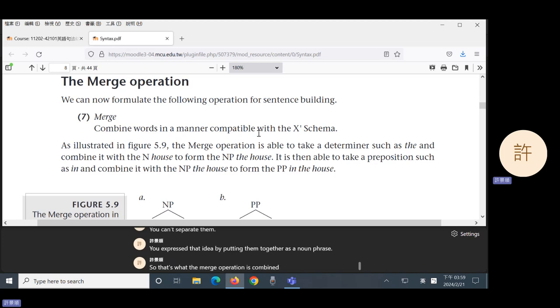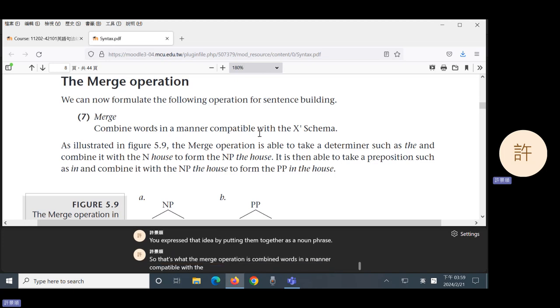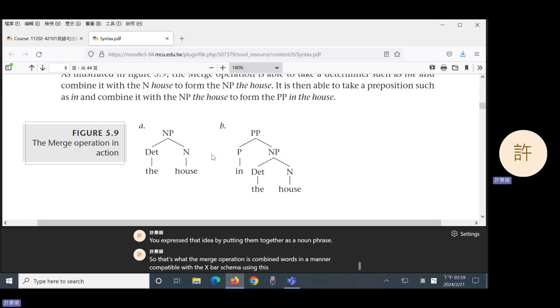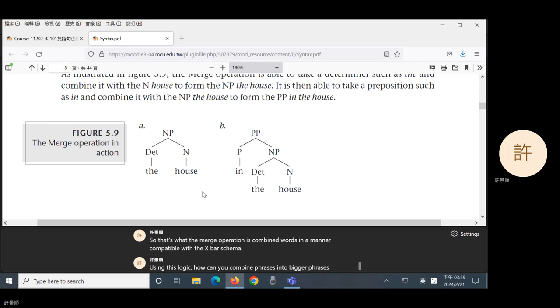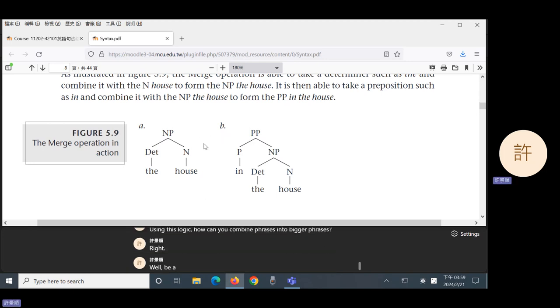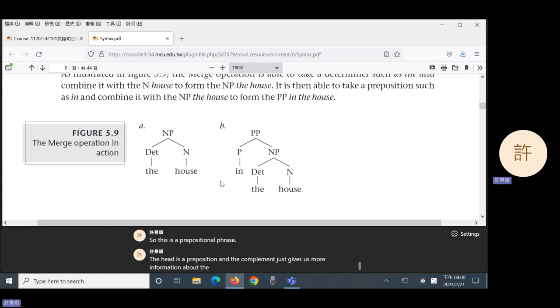Combine words in a manner compatible with the X-bar schema. Using this logic, how can you combine phrases into bigger phrases? Right? Well, B actually contains the entirety of A as its complement. So this is a prepositional phrase, the head is a preposition, and the complement just gives us more information about the phrase.